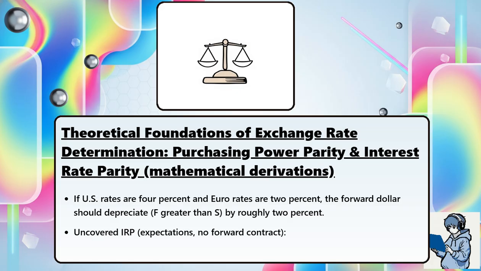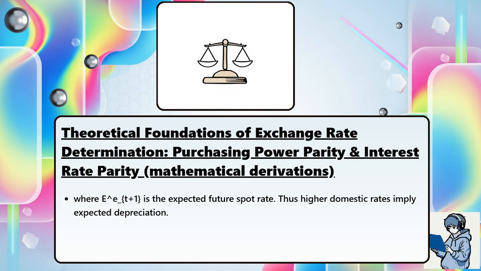Uncovered IRP expectations, no forward contract. Expected future spot rate minus current spot rate divided by current spot rate is approximately i minus i star, where E sub t plus 1 is the expected future spot rate. Thus, higher domestic rates imply expected depreciation.